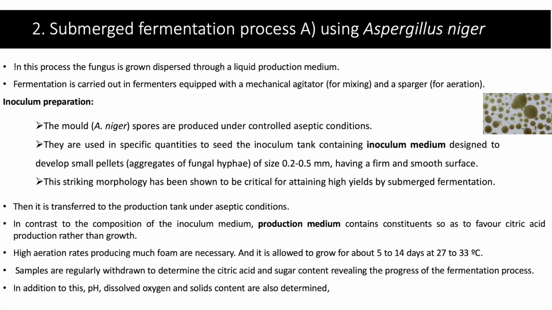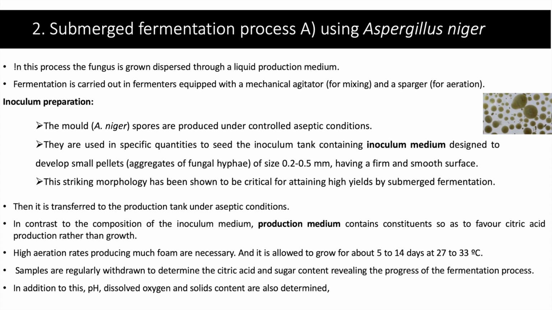For inoculum preparation, the mold, that is Aspergillus niger spores, are produced under controlled aseptic conditions. They are used in specific quantities to seed the inoculum tank containing inoculum medium designed to develop small pellets, that is aggregates of fungal hyphae, as you can see in the image, of size 0.2 to 0.5 mm, having a firm and smooth surface. This striking morphology has been shown to be critical for attaining high yields by submerged fermentation.